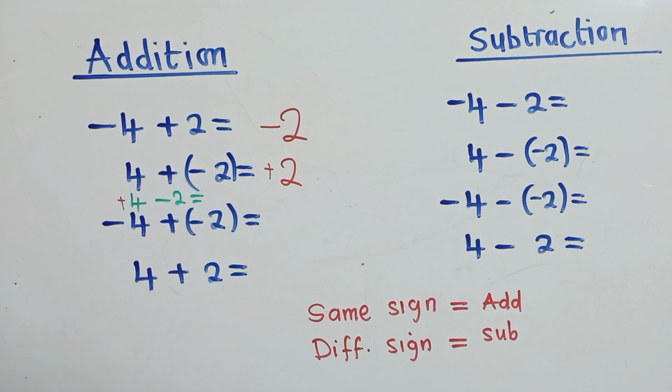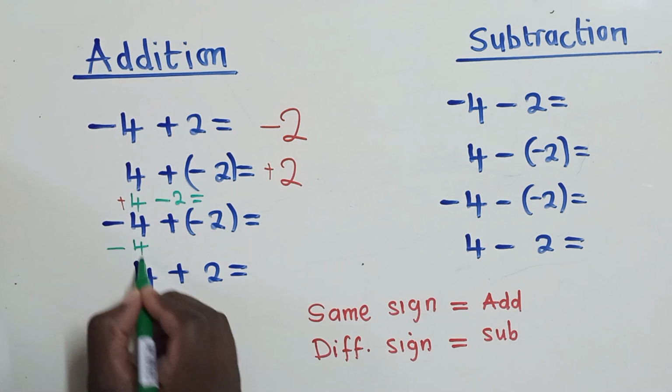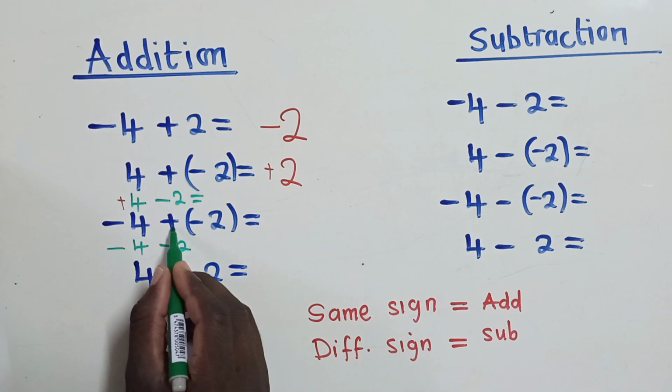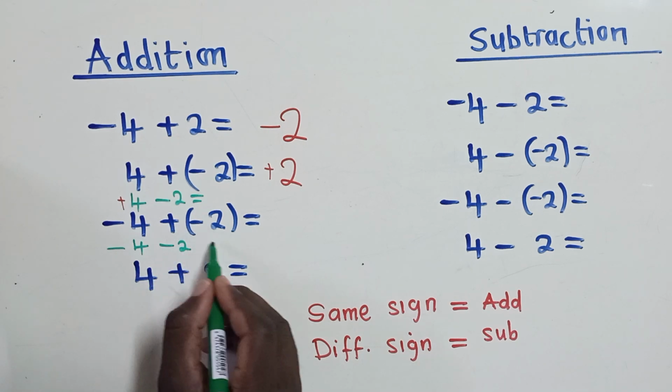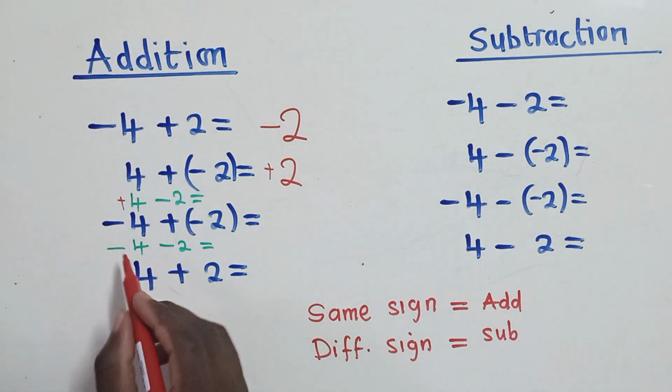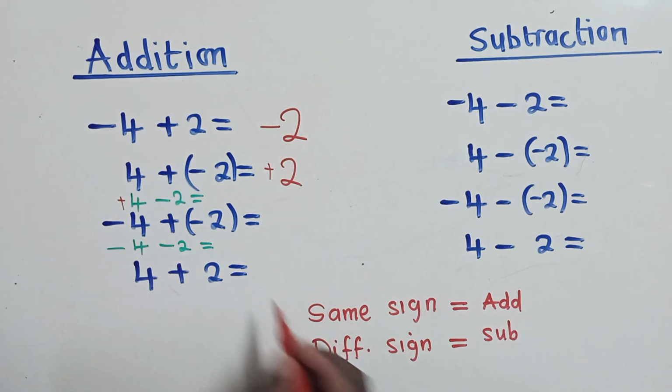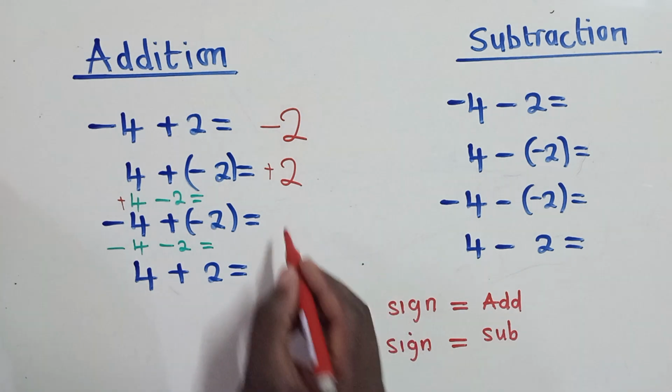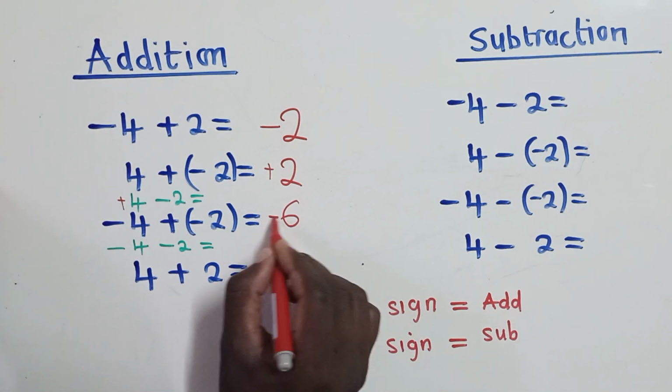The same here, we need to simplify. We have negative 4 minus 2. Positive times negative will give us a negative, which is right here. So it will be negative 4 minus 2. It is a 6 and the sign is a negative.